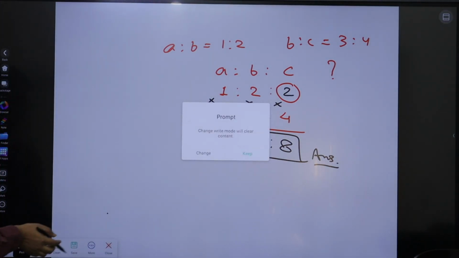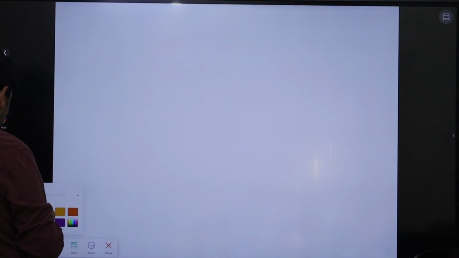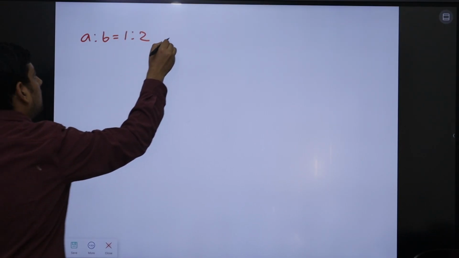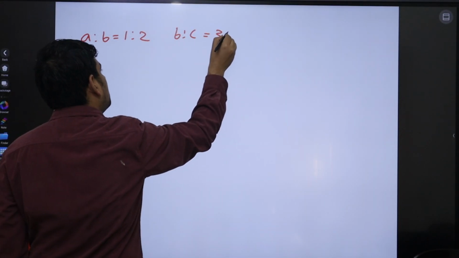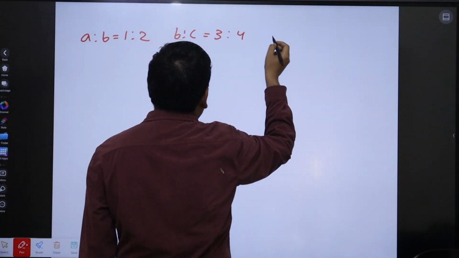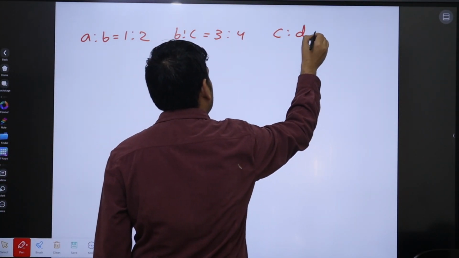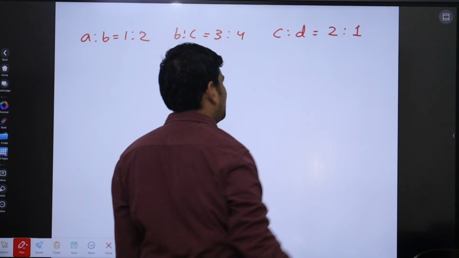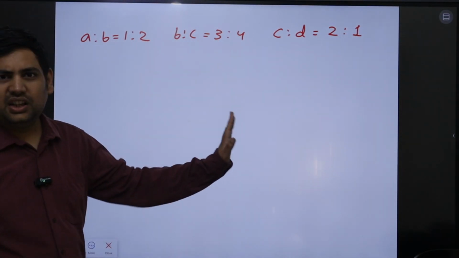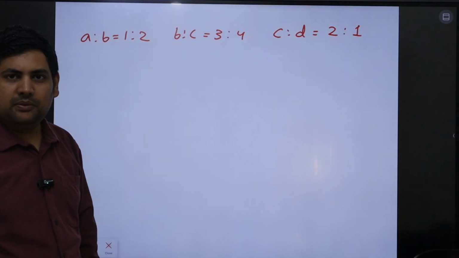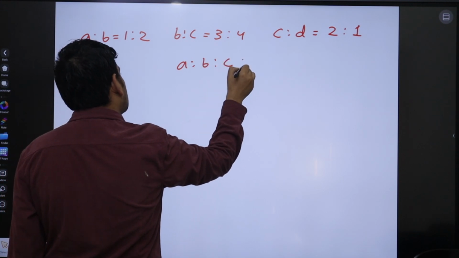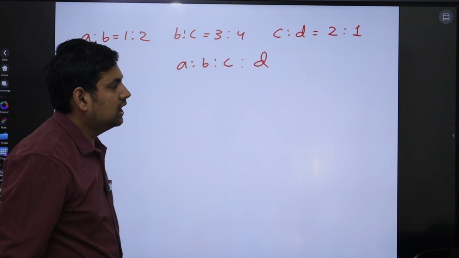Now let's do a bit bigger problem of this. So let's say A ratio B is 1 ratio 2. B ratio C is 3 ratio 4. And let's say C ratio D is 2 ratio 1. That's it. Correct? So there are 3 here, and any more may be given. Now you are asked A ratio B ratio C ratio D. This you need to find.